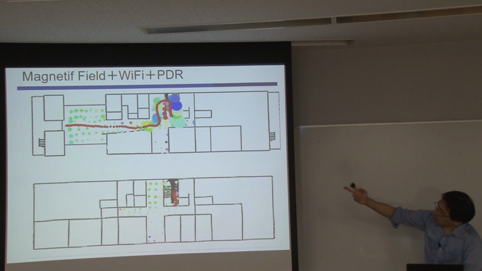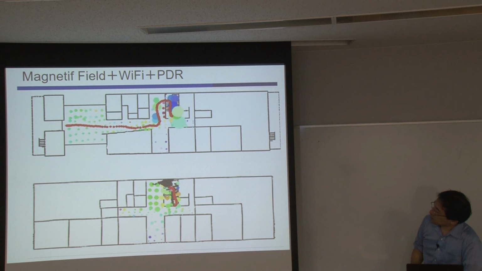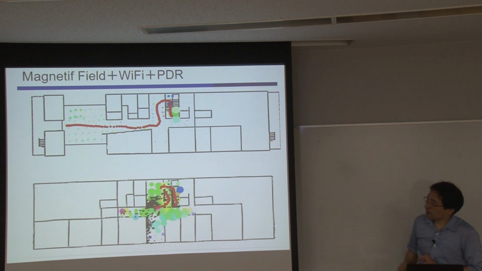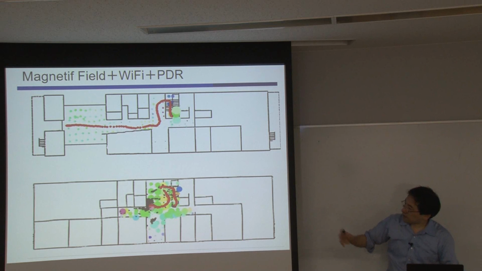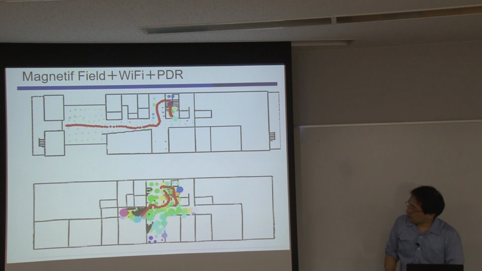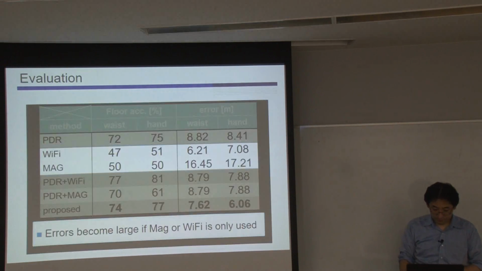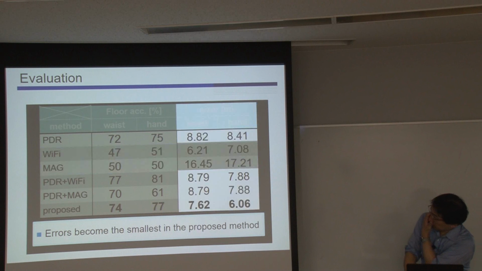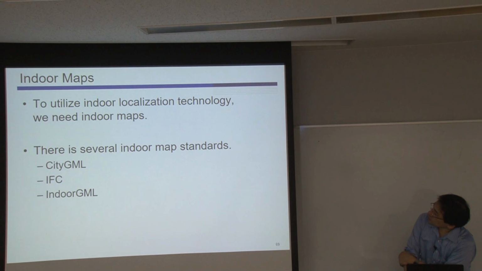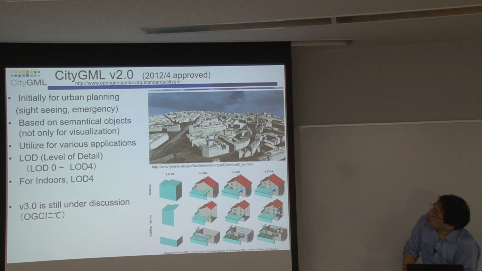And the particles are going up, but some of them are still not climbing up. But anyway, finally the particles are distributed. However, it finally found the correct location because we are also using the map. We're using map matching, so we can get a result like this. Okay, so I'll skip the evaluation. And finally, I'll briefly show the indoor maps.